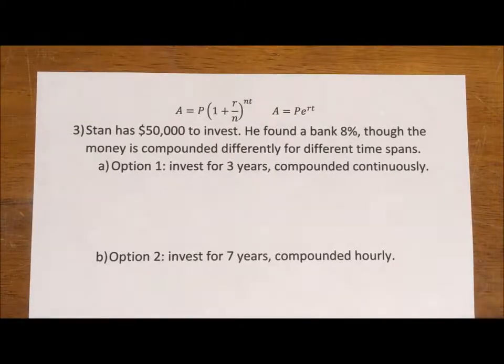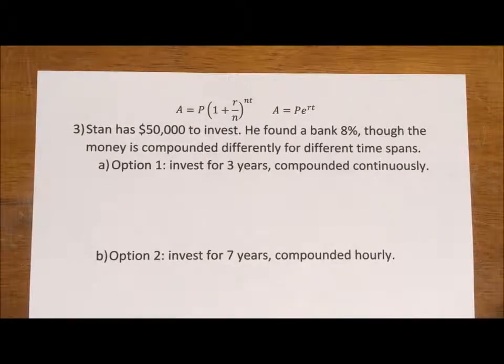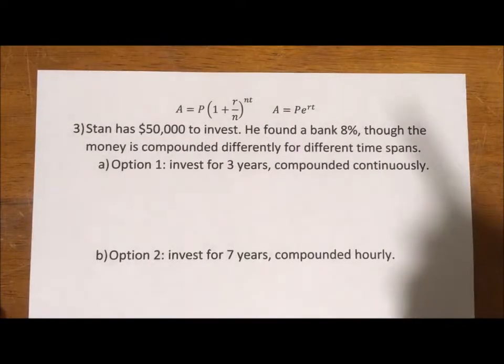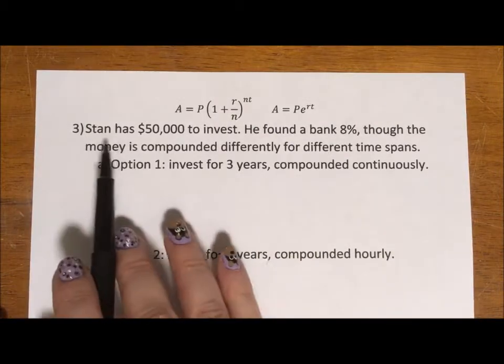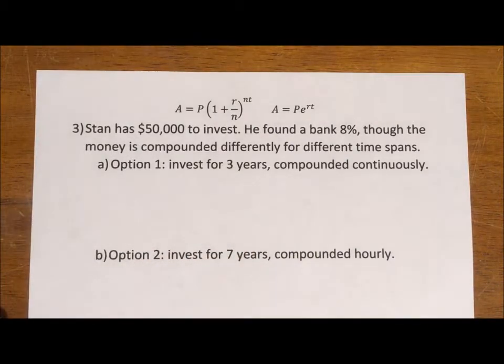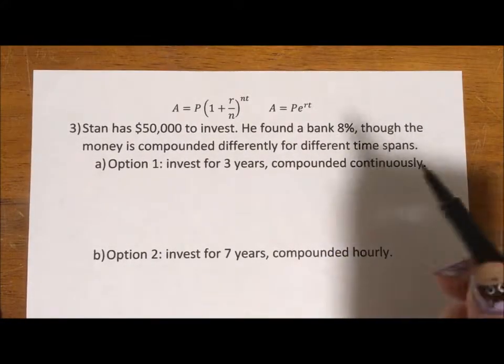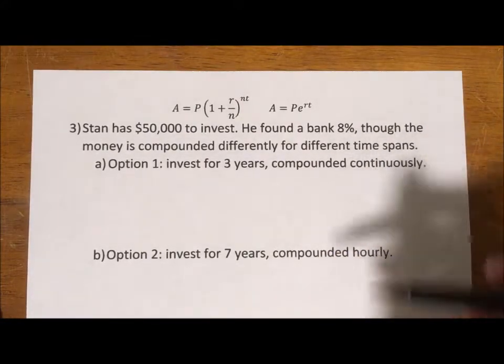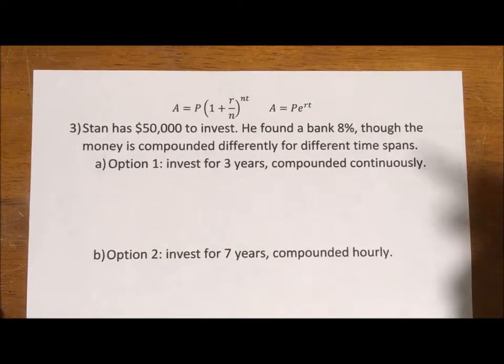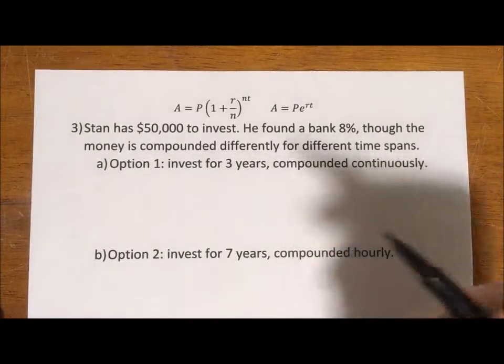Today I'm doing a series of videos on finance equations. This video has to do with compound interest. So Stan has $50,000 to invest, and he found a bank that offers 8% annually. And they have these weird conditions. Banks don't normally do this, but it's kind of fun to play with the equation.